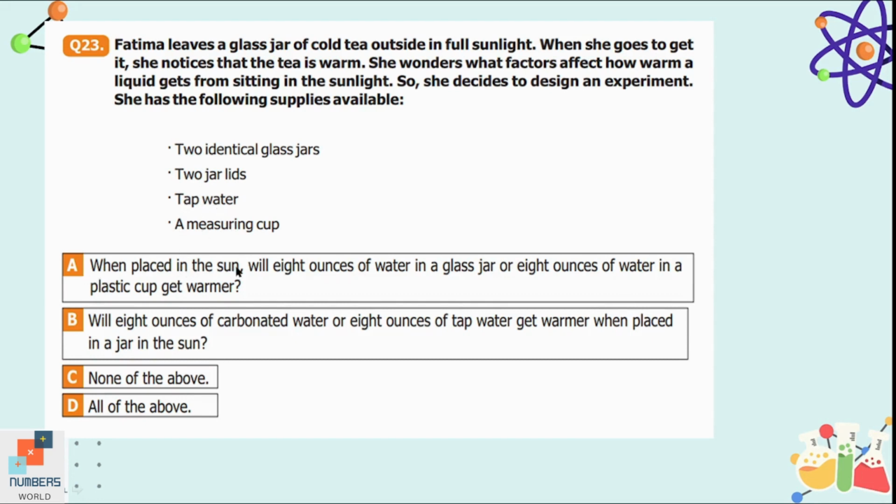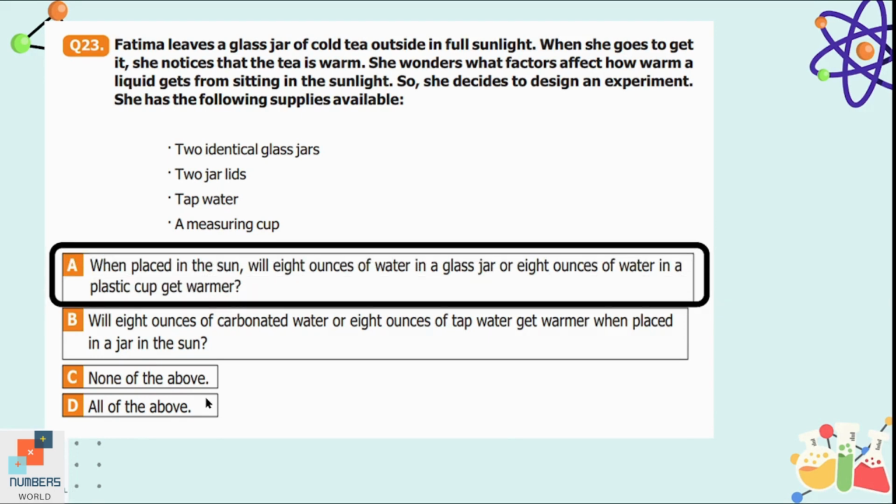Option A is, when placed in the sun, will 8 ounces of water in the glass jar or 8 ounces of water in the plastic cup get warmer? Option B is, will 8 ounces of carbonated water or 8 ounces of tap water get warmer when placed in the jar in the sun? C, none of the above, D, all of the above. So here option A is the correct question, because she is experimenting with how things get warmer in the sunlight. So she will take the same type of liquid, but she'll change the types of jars. Here she has taken a glass jar and the other one is the plastic cup.